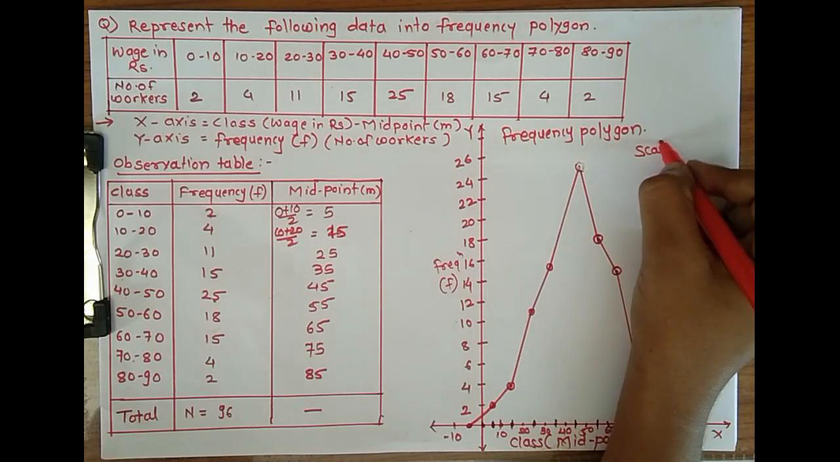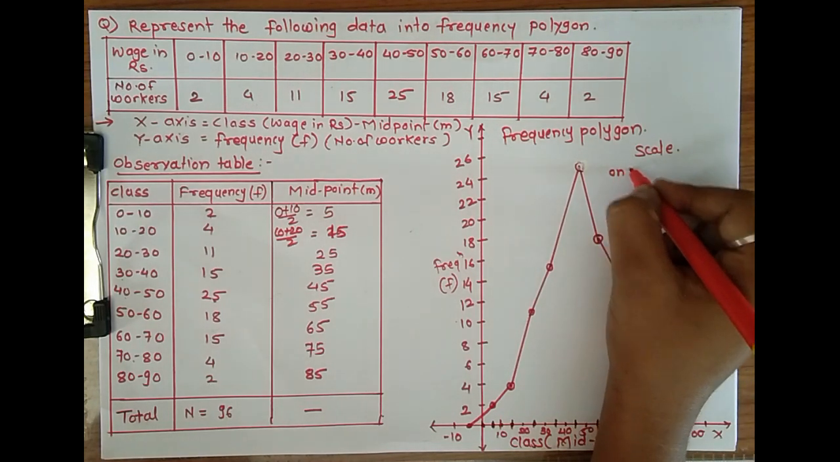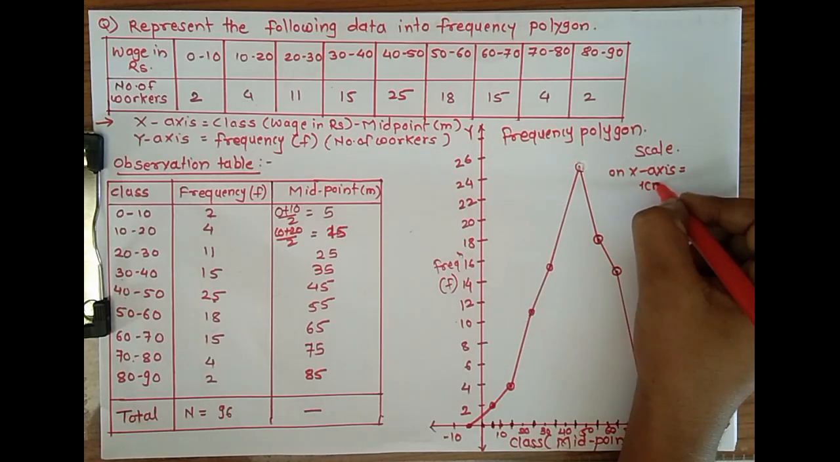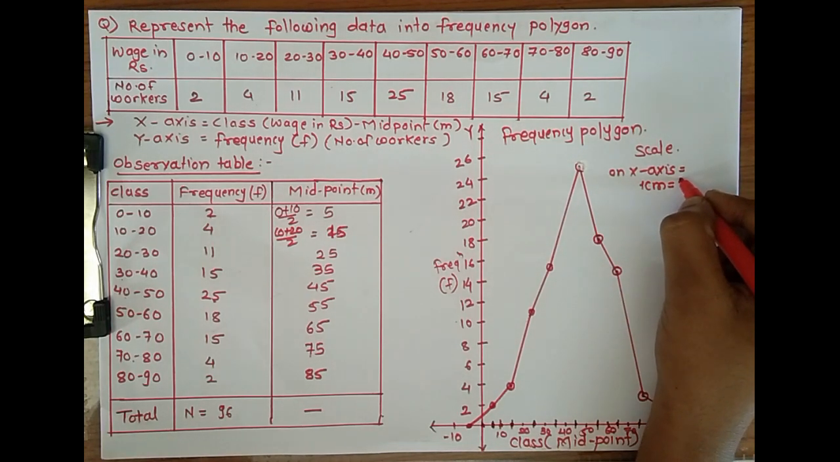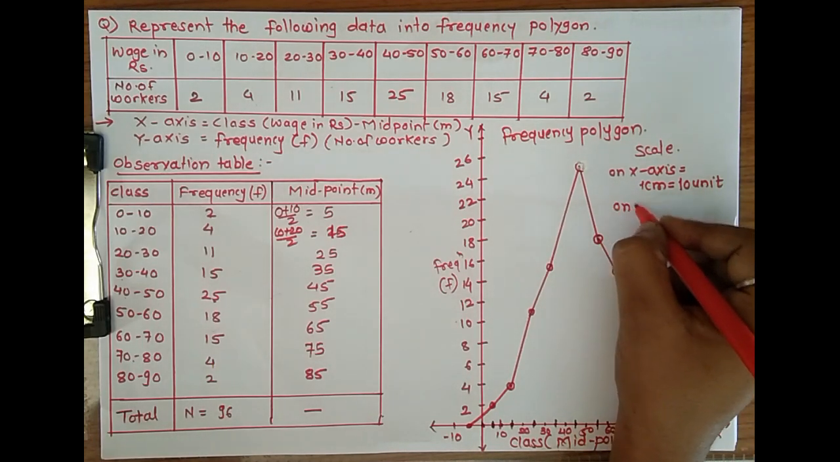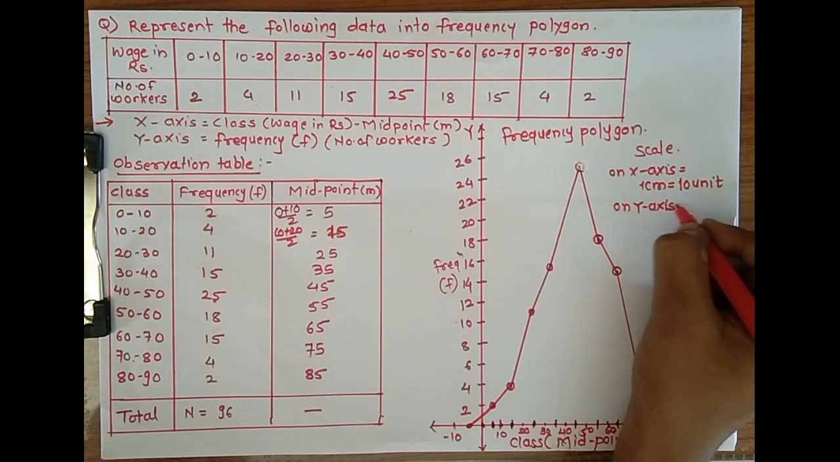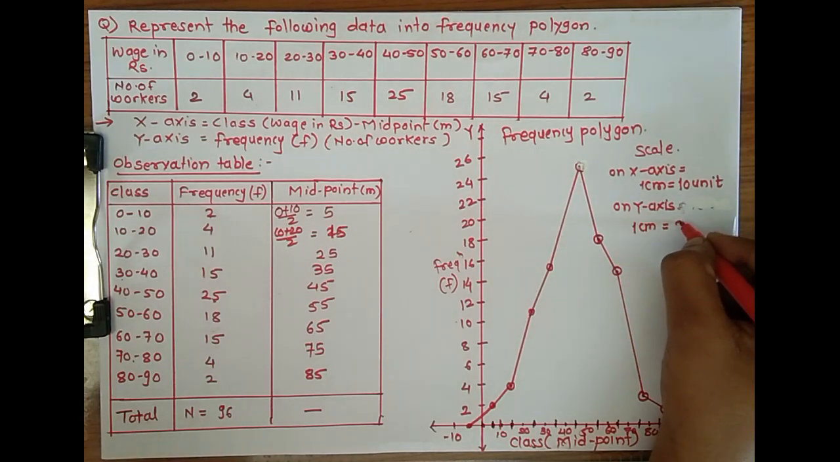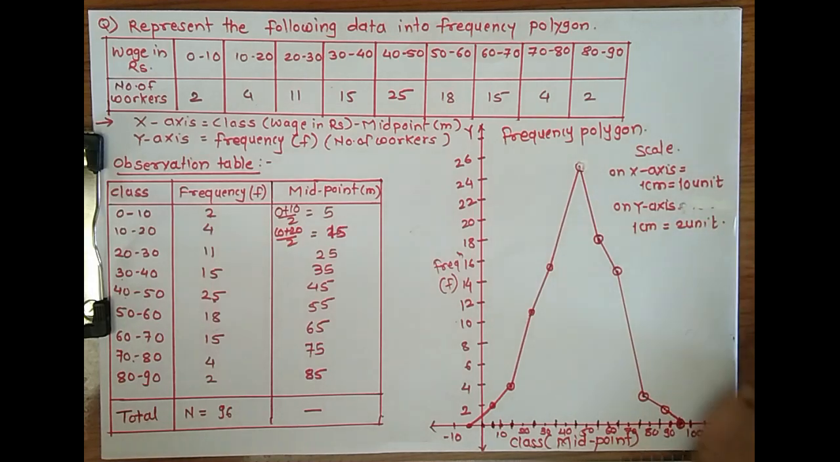The scale we have taken on x-axis is 1 centimeter equal to 10 units, and on y-axis 1 centimeter is equal to 2 units. Here we complete the frequency polygon.